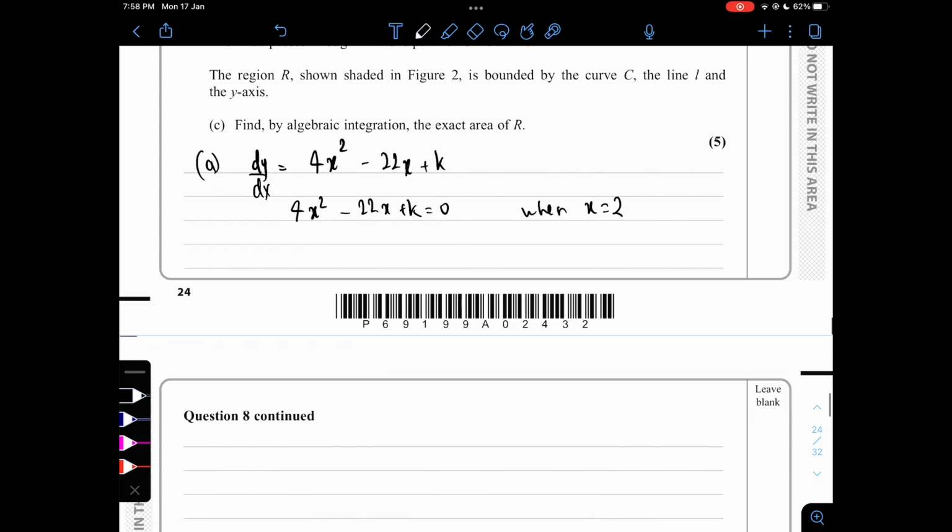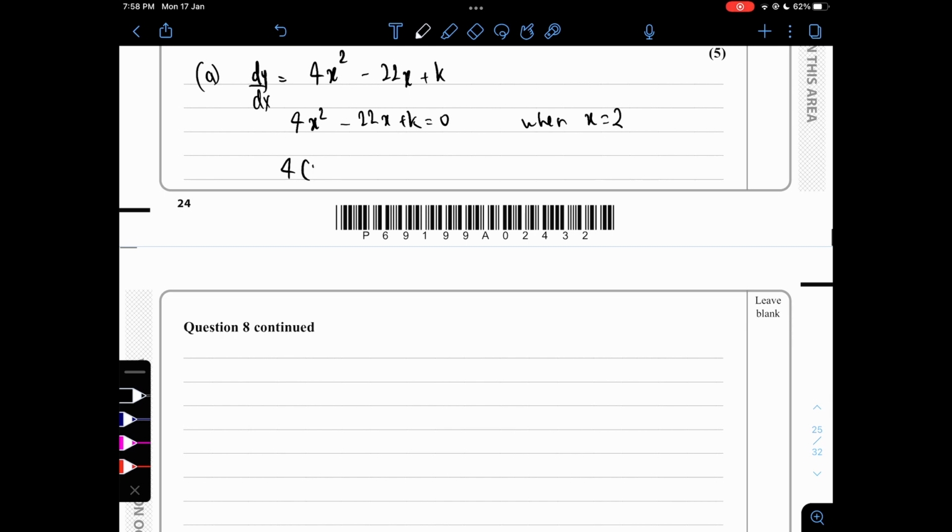So let's just substitute it. That would be 4 times 2 squared minus 22 times 2 plus k equals 0. So 2 squared is what? 2 squared is 4. 4 times 4 is 16. Minus 22 times 2 is 44. Plus k equals 0. So this gives us k minus 28 equals 0. So k does equal 28. So that is how we get k equals 28.